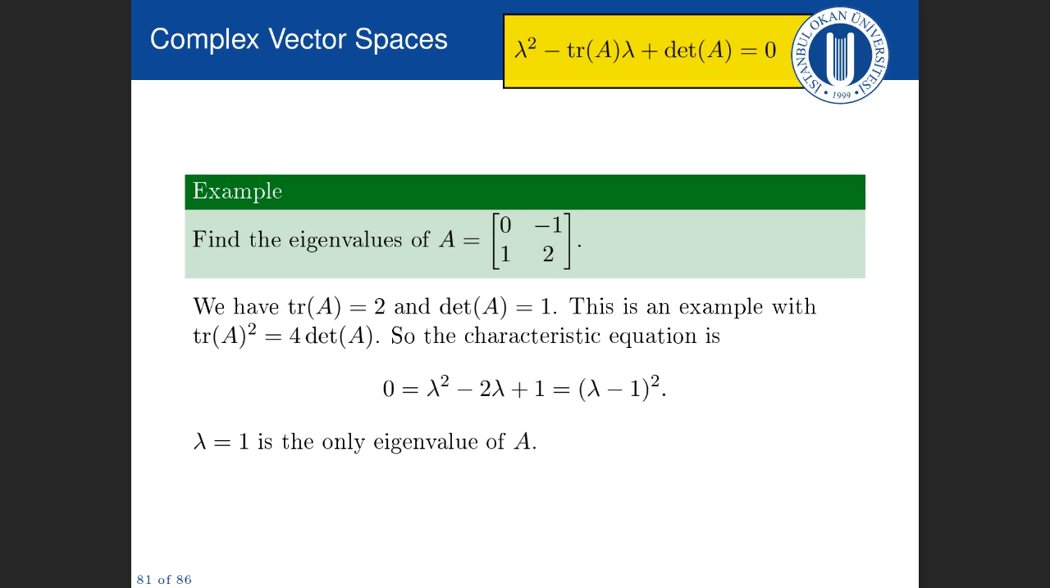We could write down the characteristic equation straight away. 0 is equal to lambda squared minus the trace of A lambda plus the determinant. That's lambda minus 1 squared. So lambda equal to 1 is the only eigenvalue of A.